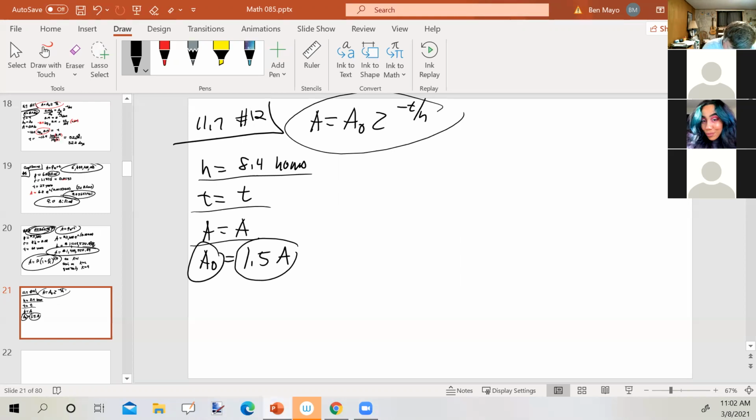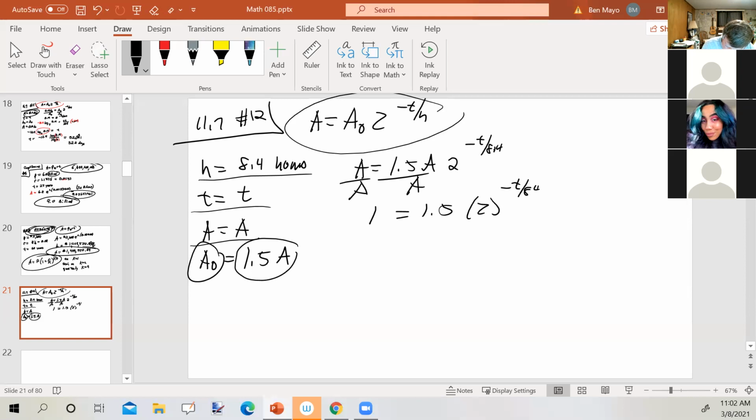So now our equation becomes A equals 1.5A times 2 to the negative t over 8.4 power. Divide both sides by A. 1 equals 1.5 times 2 to the negative t over 8.4 power. Divide both sides by 1.5. 1 over 1.5 could be written as 10 over 15 or 2/3. Same thing I did earlier when I had 1 over 1.8. I'm going to multiply by 10 over 10 to get rid of the decimal and then reduce it down. Okay.